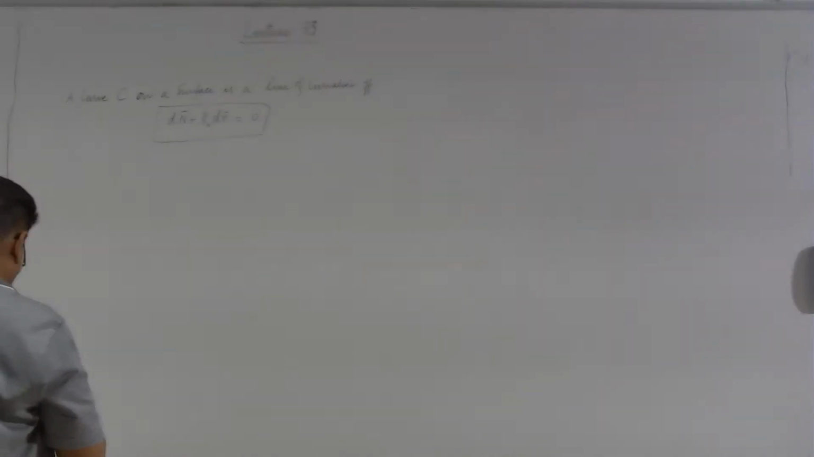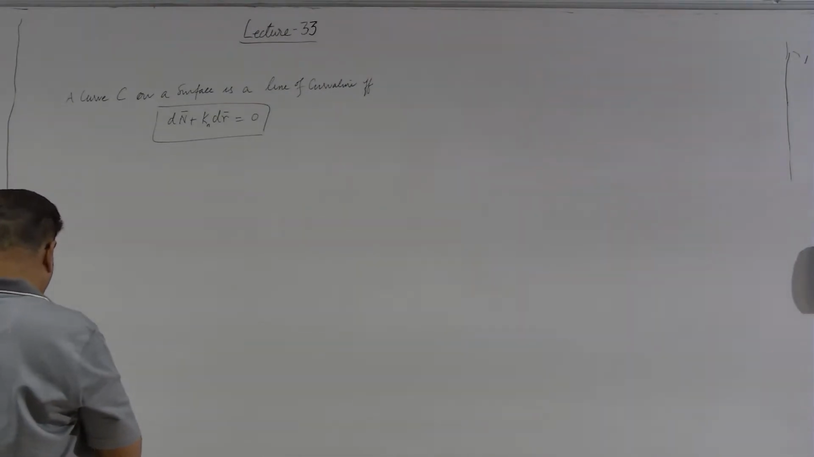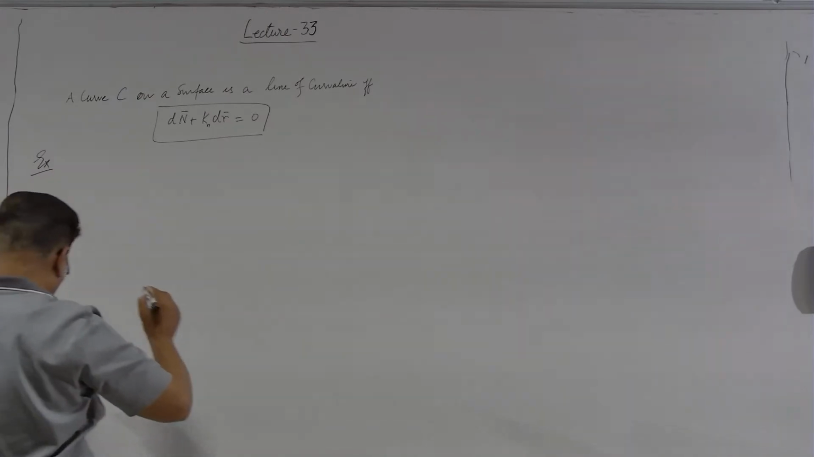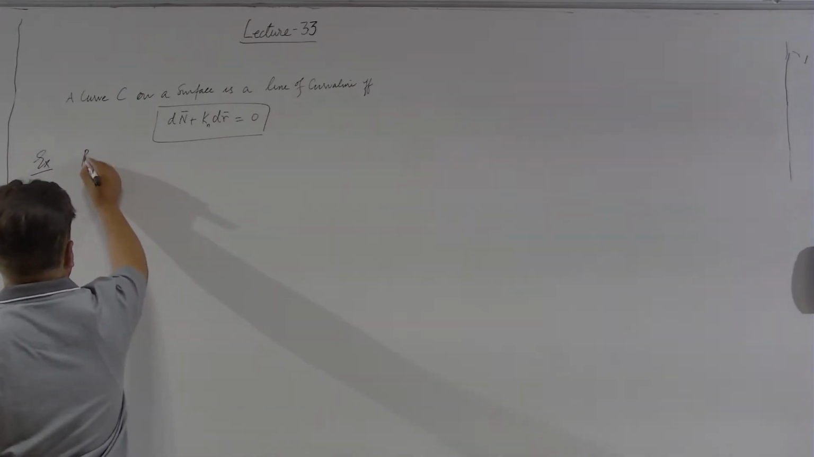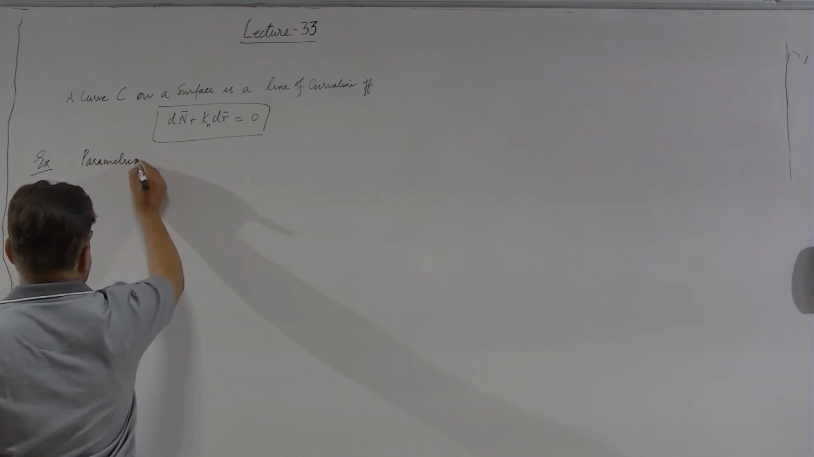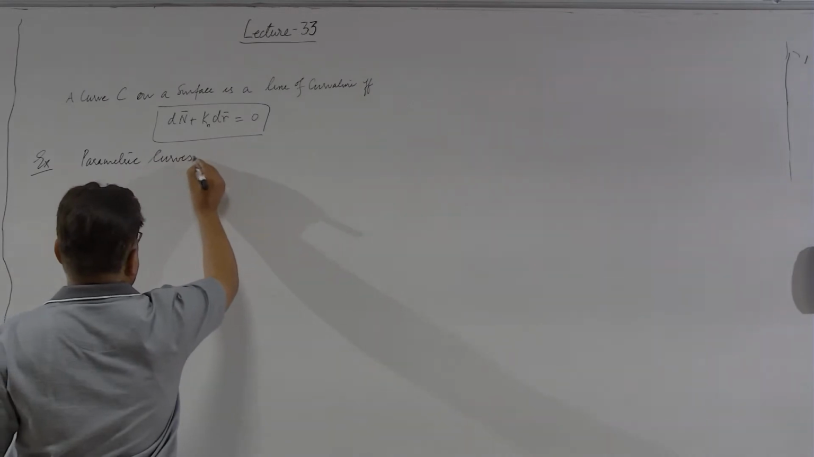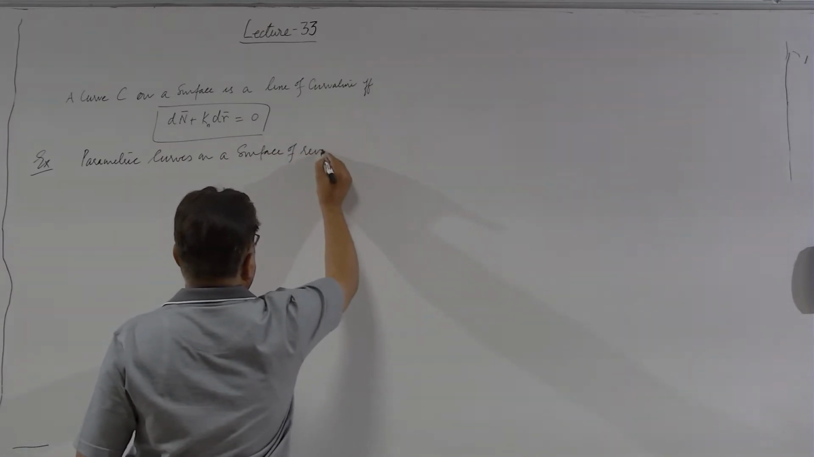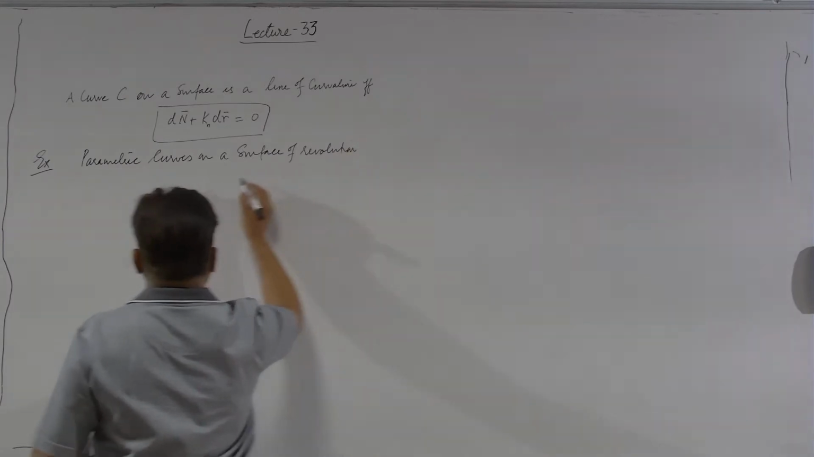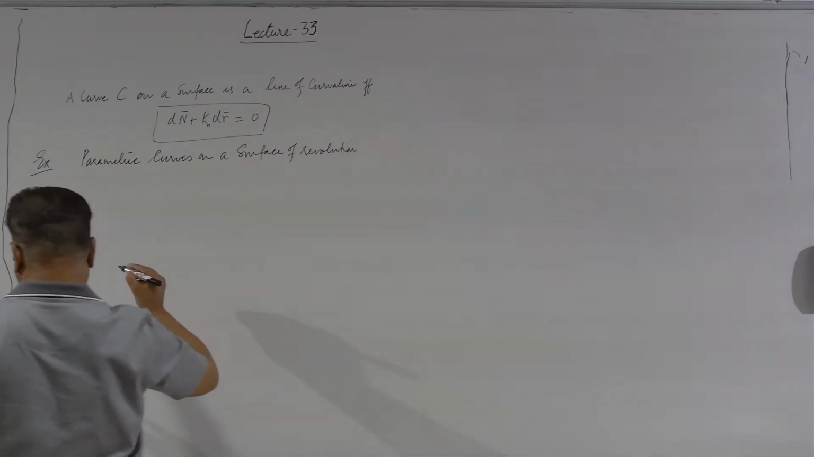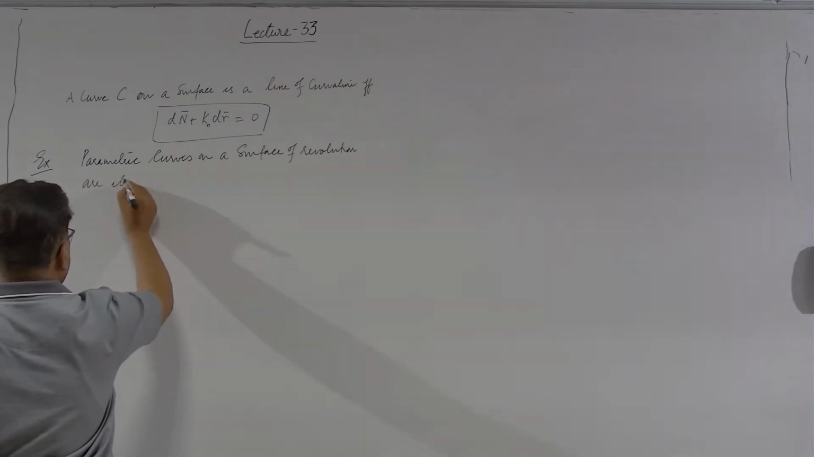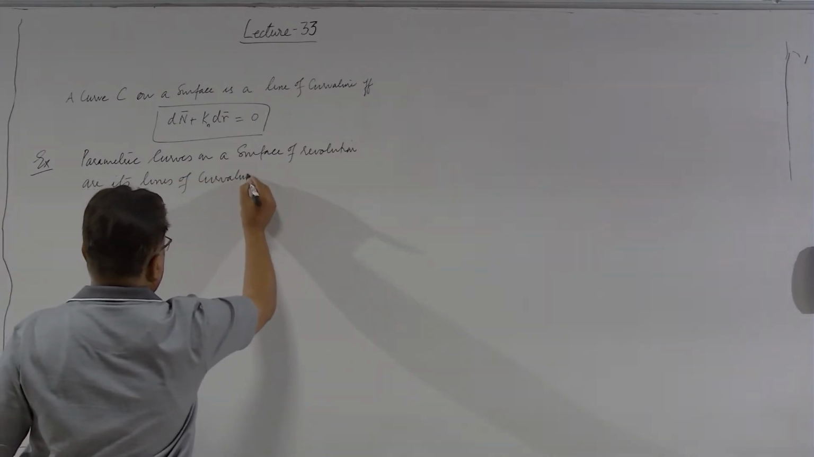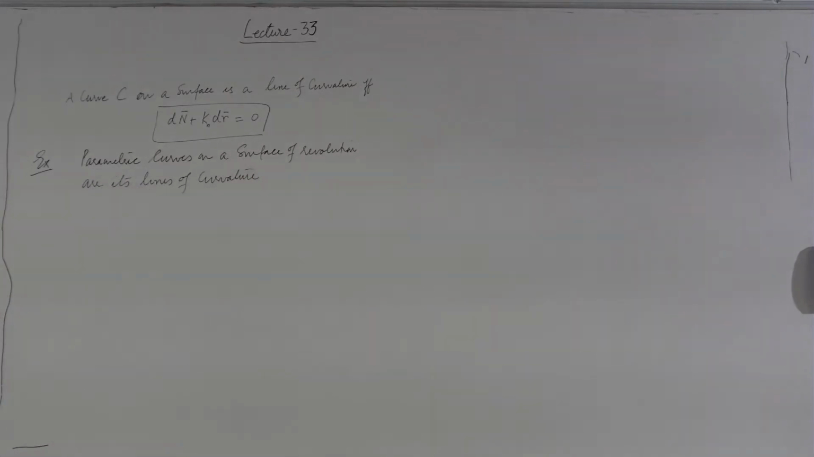Now, using this we can solve some exercises. So, one of the exercises is: show that the parametric curves on a surface of revolution are its lines of curvature. This is the statement, show that.